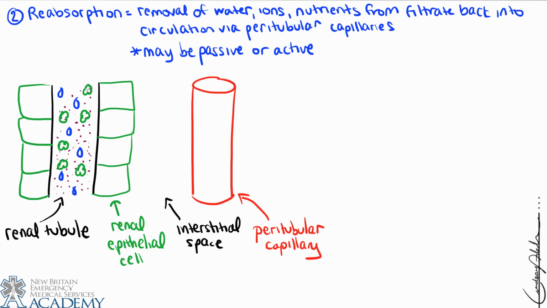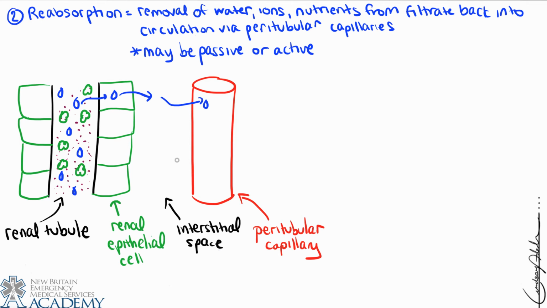And we're going to move the stuff that's in the renal tubule that we want to save, right? Water, ions, small solutes like glucose and amino acids, back into the renal epithelial cells. So that means that it has to cross both the apical surface and the basolateral surface. It then will move into the interstitial space, and then from the interstitial space into the peritubular capillary.